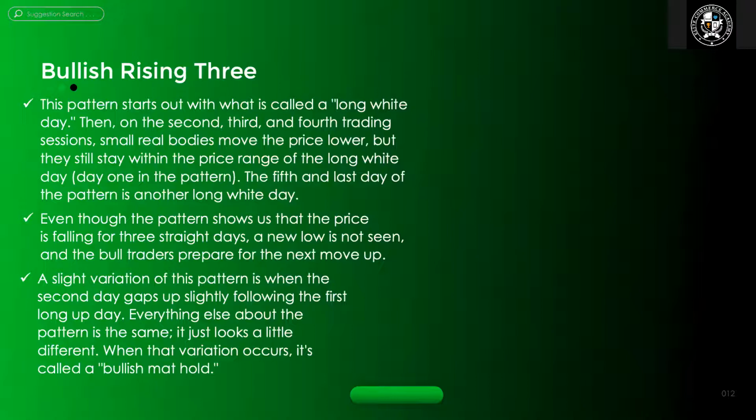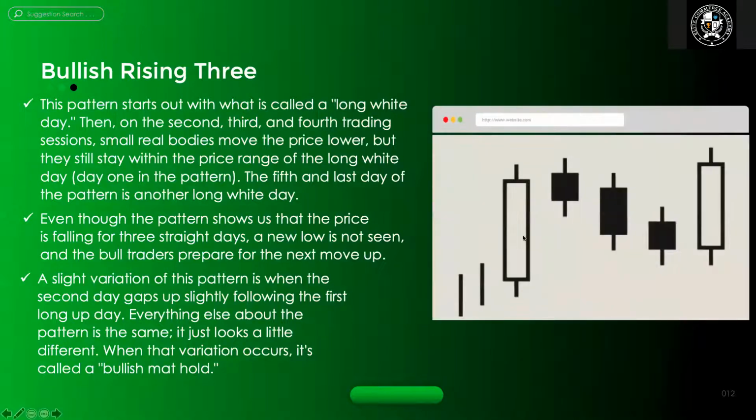A slight variation of this pattern is when the second day gaps up slightly following the first long up day. Everything else about the pattern is the same. It looks a little different when that variation occurs. It's called a bullish mat hold. All right, so there you go right here.